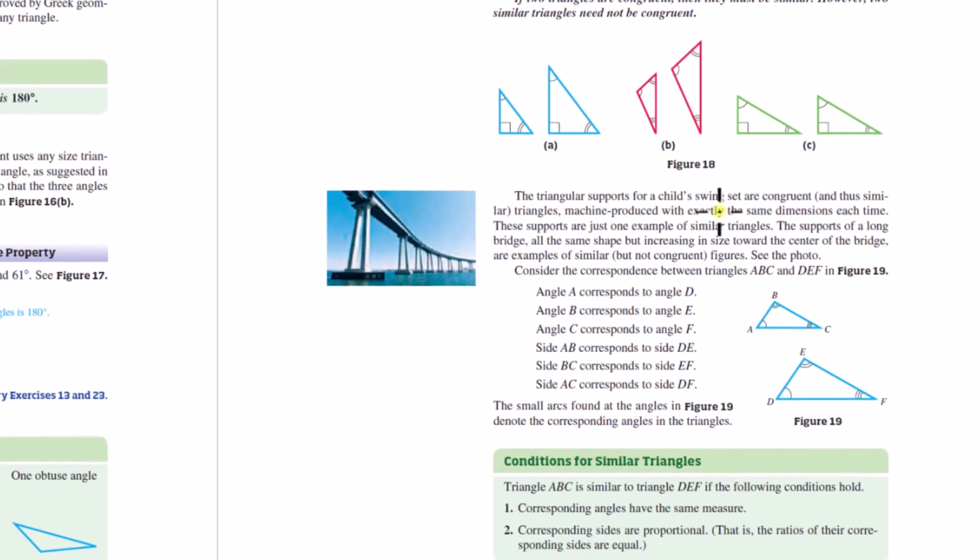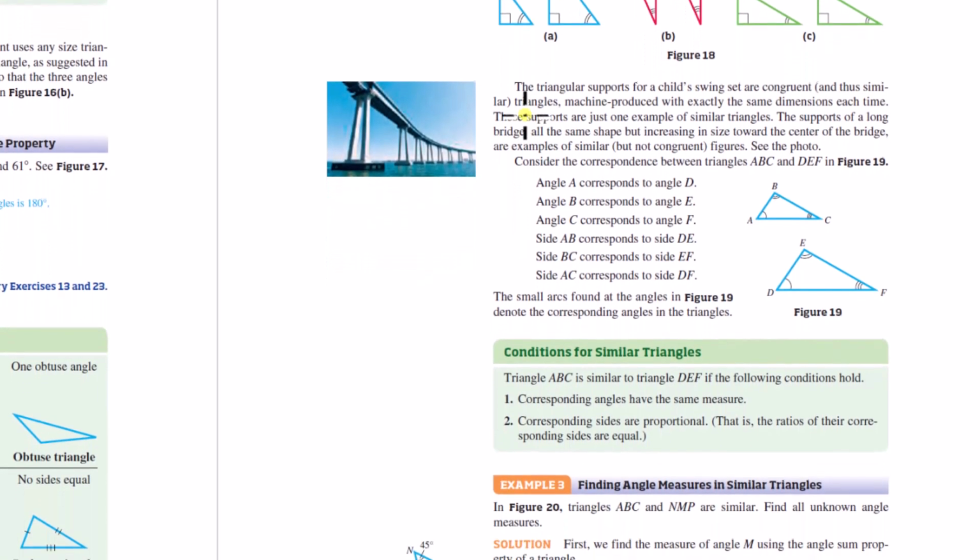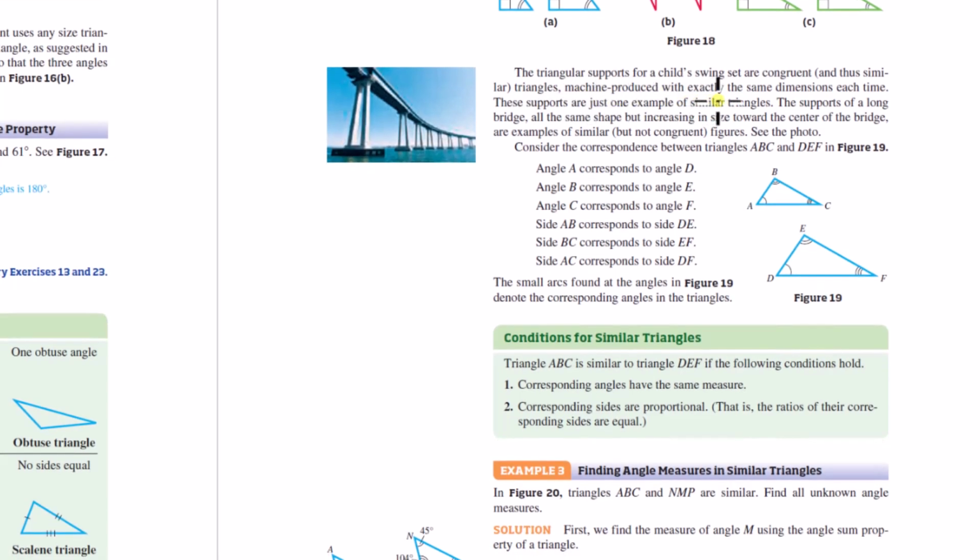The triangular supports for a child's swing set are congruent and thus similar triangles, machine produced with exactly the same dimensions each time. These supports are just one example of similar triangles. The supports of a long bridge, all the same shape but increasing in size towards the center of the bridge, are examples of similar but not congruent figures.